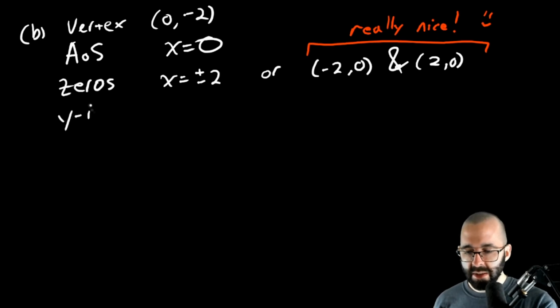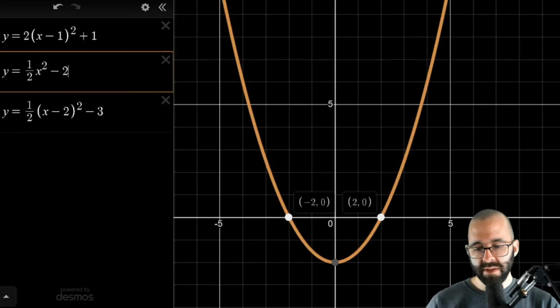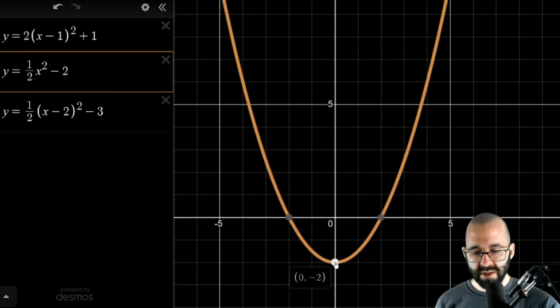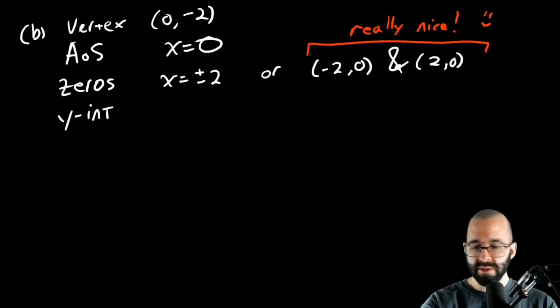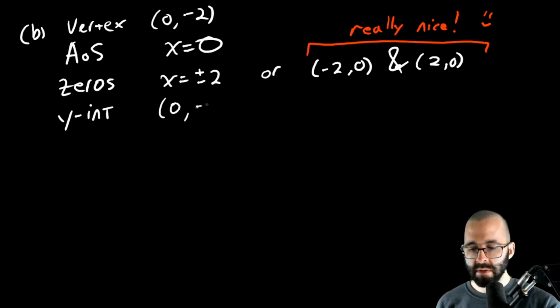Anyway, last thing we need to do is the y-intercept. That's where it crosses the y-axis, which is right here, (0, -2). Ta-da!